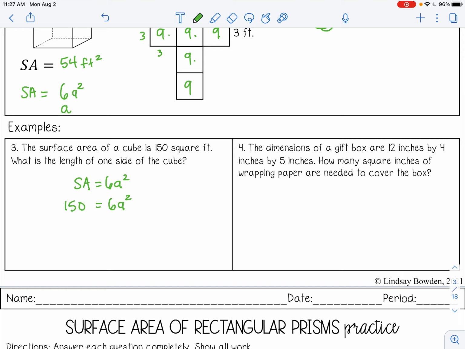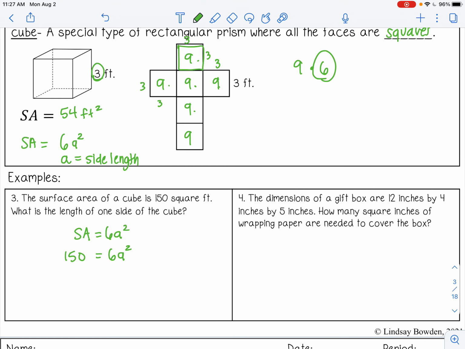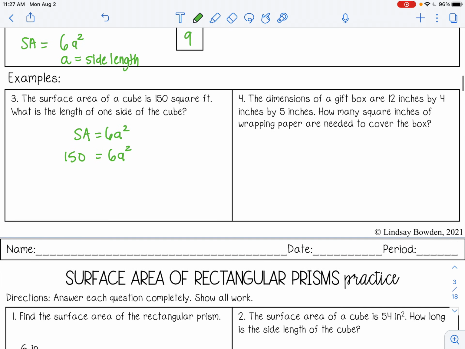Go ahead and write that at the top. a equals the side length. So I'm going to divide both sides by 6. That gives me 25. 6 divided by 6 is 1.